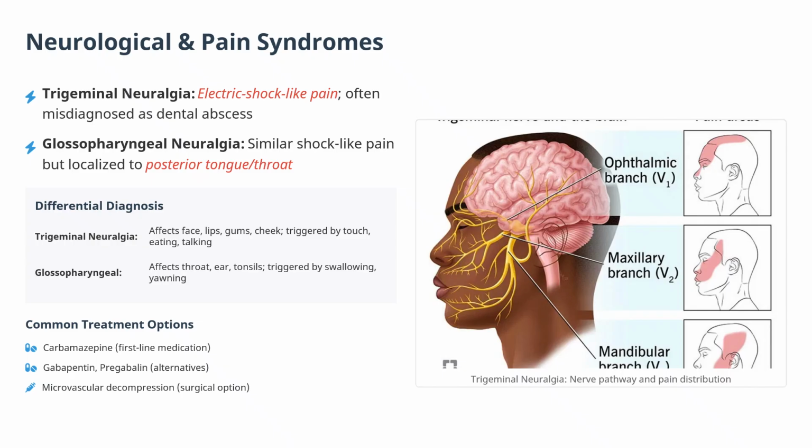Also, the common treatment options: carbamazepine is the first line medication for trigeminal neuralgia, and gabapentin is the second option. Also, there is microvascular decompression, which is a surgical option. You need to refer to the oral maxillofacial surgeon.